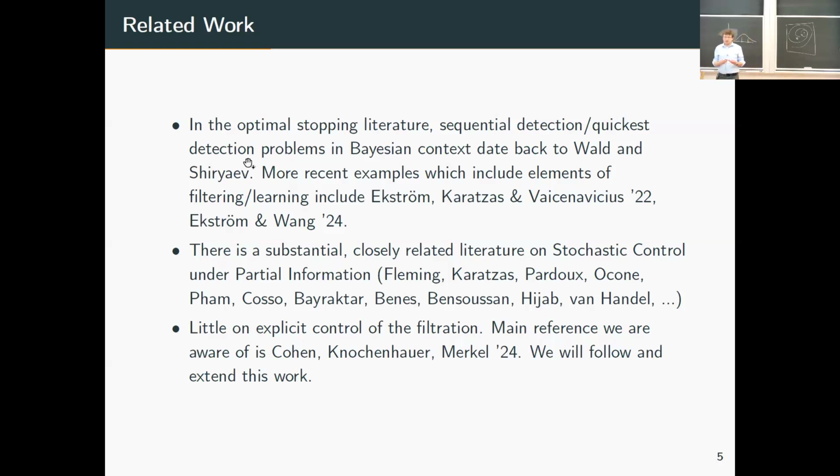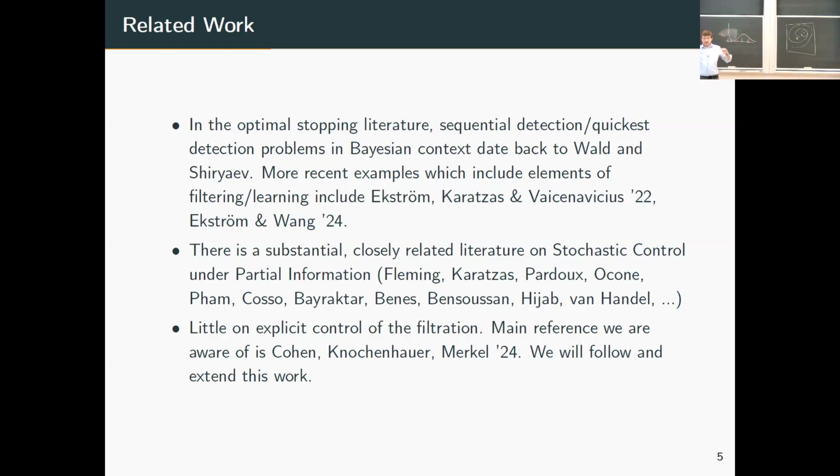So there are problems, going back to sequential detection and quickest detection problems, and these have a very long history in optimal stopping. Going back to Wald and Shiryaev and various people who have worked on these for a long time, with elements of filtering and learning. There is a paper by Ioannis Karatzas and Veshinivius quite recently, and also the paper we just heard about, by Ekström and Wang. Both of these have an element of filtering, control and stopping optionality.